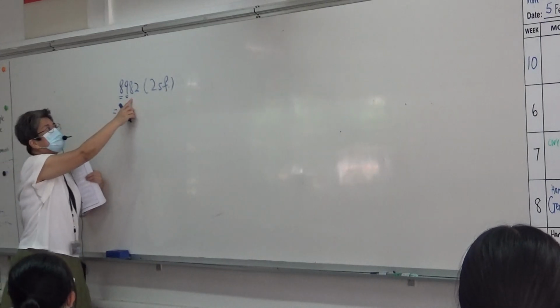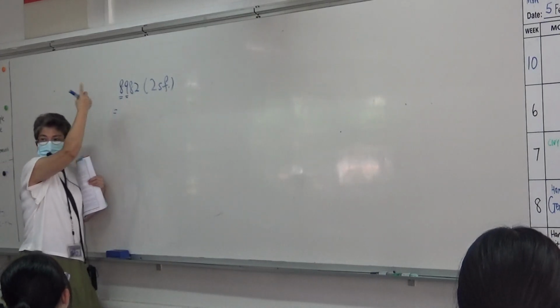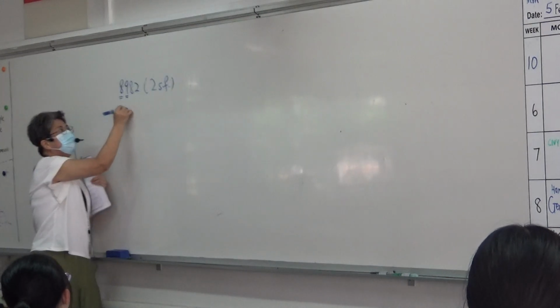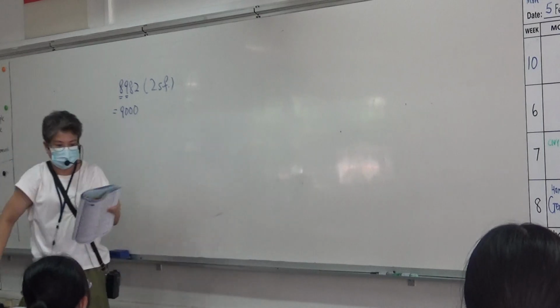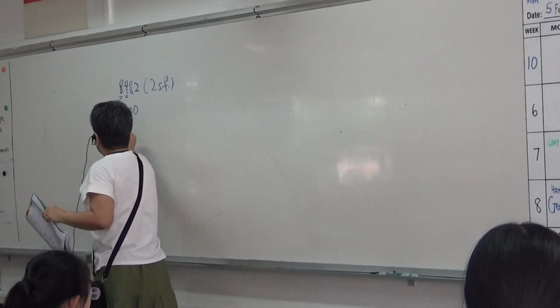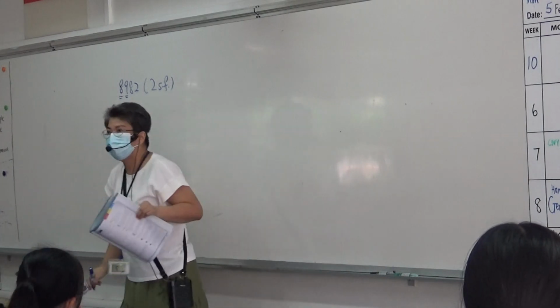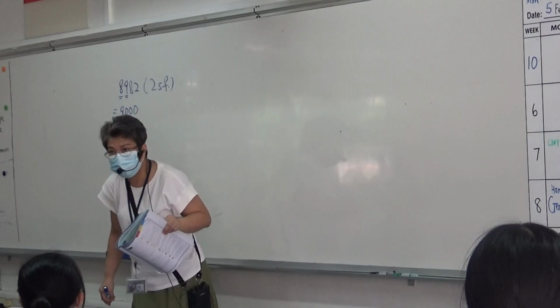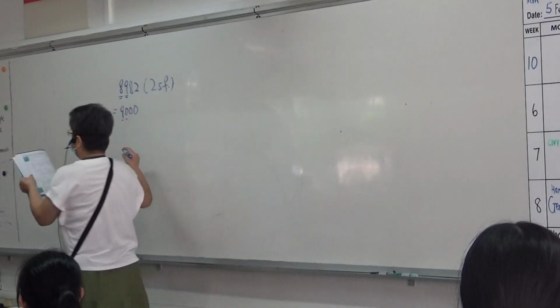But because this is already 8, I have to make sure this is brought forward, right? So what should it be? 9000, right? Can you see? So, actually only this and this are significant. Can you see that? Yes or no? Okay, no problem.